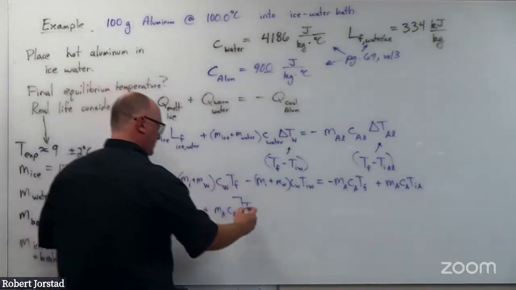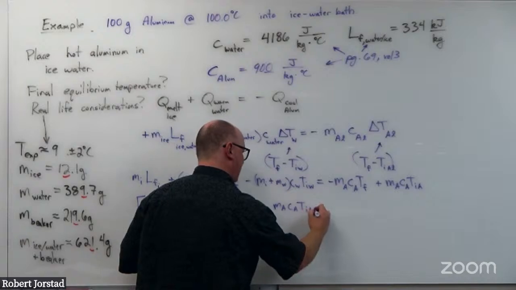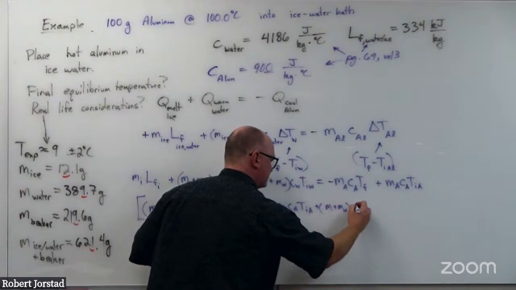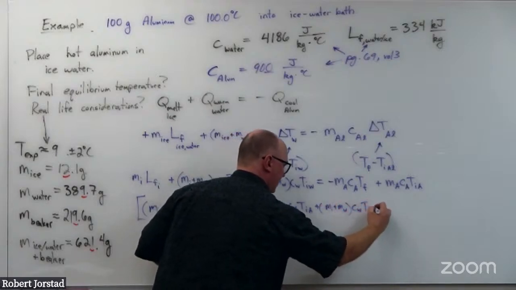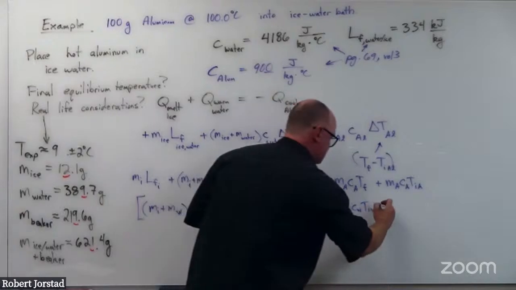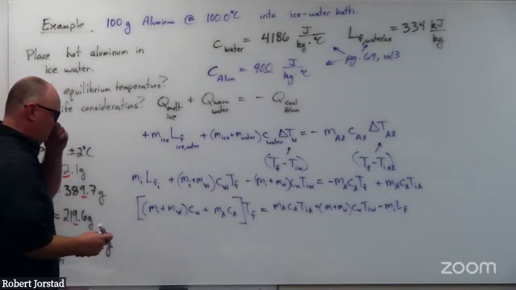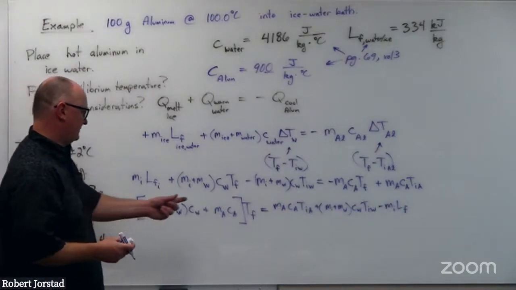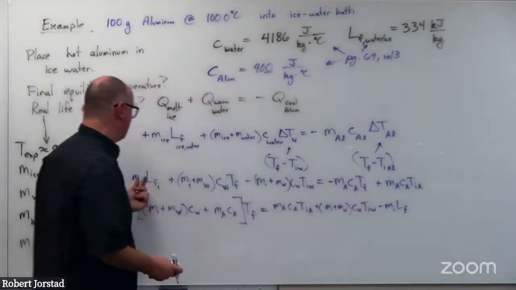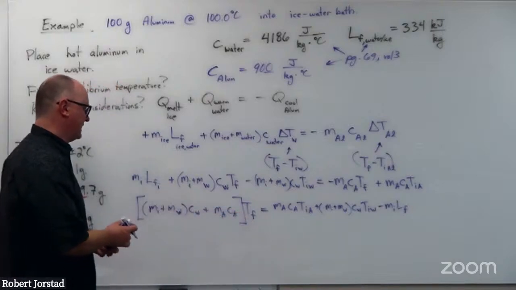Now I'm going to move all the other terms to the other side. M_A C_A T initial A plus (M ice plus M water) times C water times T initial water. Oh, there's this term, minus the energy to melt the ice. Okay, let's make sure I got this right. This one comes over and becomes positive. This one was over there and was positive. This one comes over and becomes negative. This one came over to this side and became positive, and I factored out the TF.